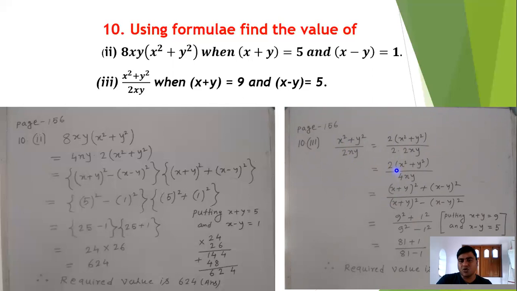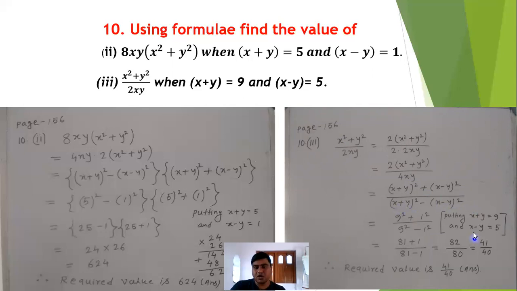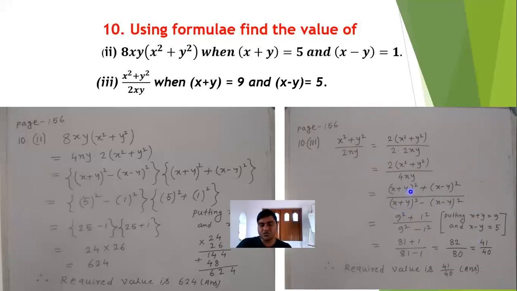The formula of the numerator is 2 into x square plus y square equals x plus y whole square plus x minus y whole square, and the formula of 4xy is x plus y whole square minus x minus y whole square. Now putting the values of x plus y and x minus y. The value of x plus y is 9 and the value of x minus y is 1.